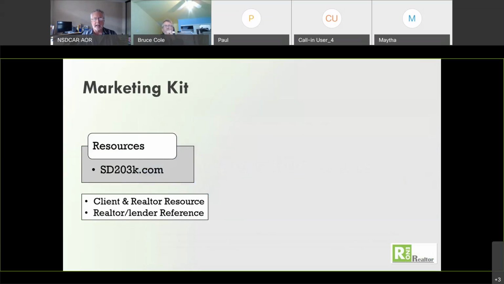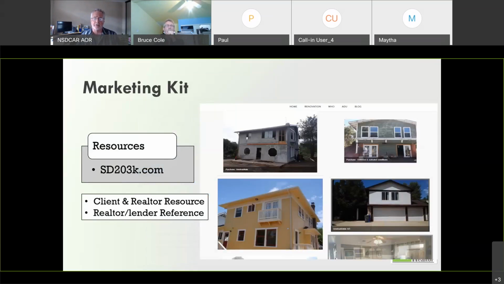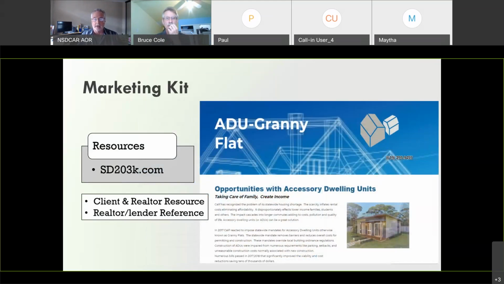I have a lot of before and after pictures on there. That's always fun to look at, to see the amazing transformation that takes place with these renovation loans. And then I've done a lot of work with accessory dwelling units. I have multiple pages on everything from financing, to pre-approved plans, to how the new ordinances work. So I've been keeping that up to date. That's where a lot of the maintenance on this website goes. So this is a great web resource for you to take advantage of.